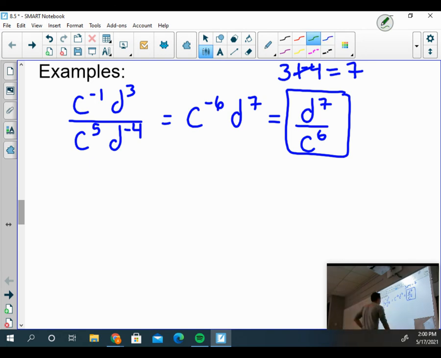And again, I would point you back to the hint that we just discussed, right? Wherever the larger exponent is, when you have like bases being divided, that is where the variable will end up being when you simplify, right? When we look at c to the negative 1st and c to the 5th, the c to the 5th is larger. Consequently, your c variable, when simplified, ends up in the denominator. Your d variable, however, has a larger exponent in the numerator, and so your d variable ends up in the numerator. So hopefully you use that hint to check yourself.